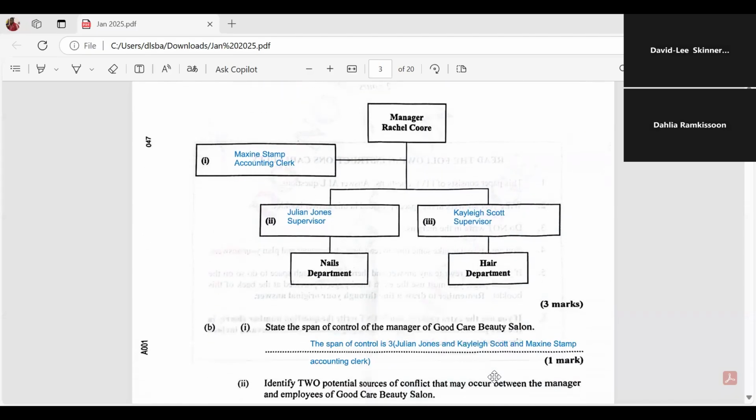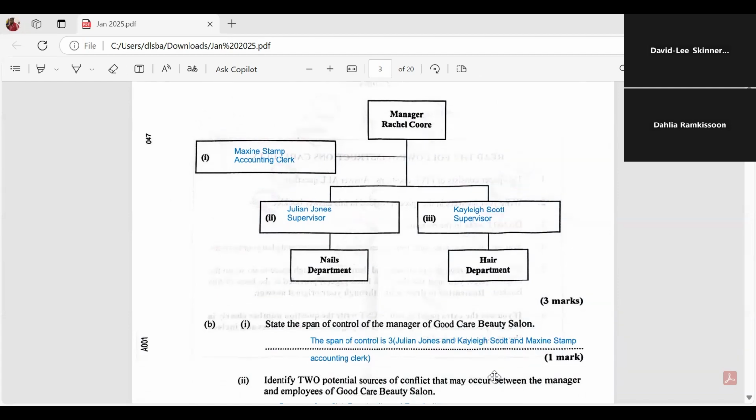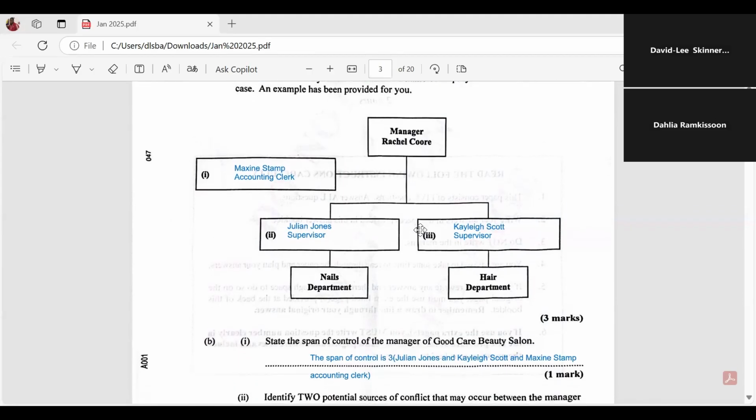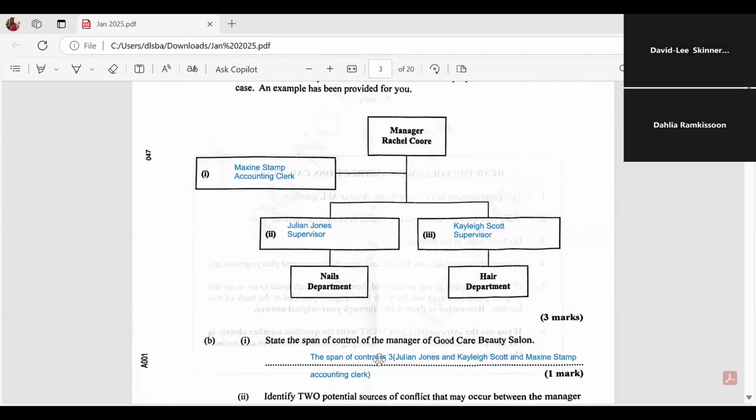Right. Let's see, next part. State the span of control of the manager of Good Care Beauty Salon. So, the manager supervises directly Julian Jones, that is one. Kaylee Scott, that's two, but also Maxine Stamp, right? So it's three. Span of control is the amount of people that the manager directly supervises, right?